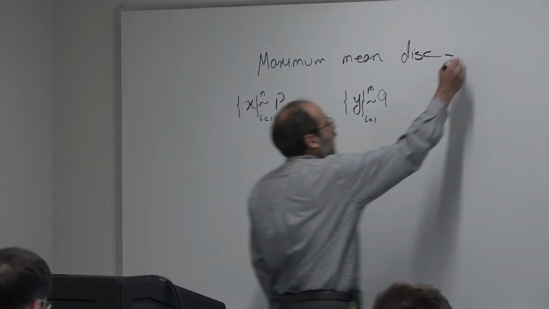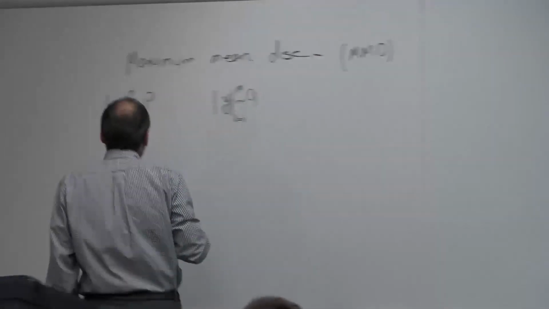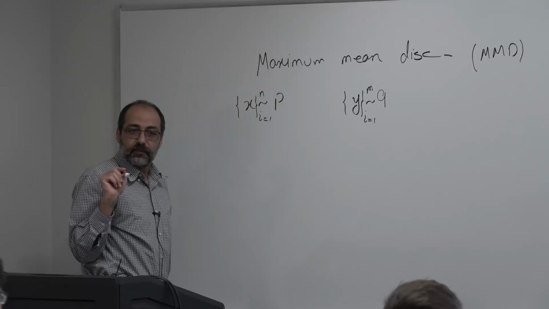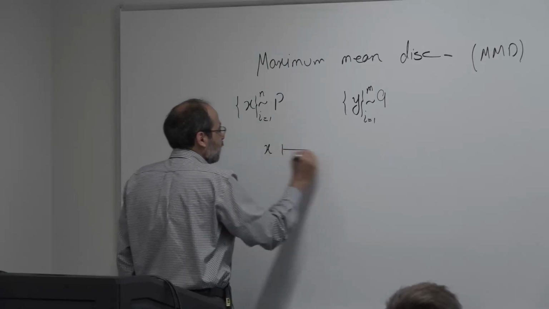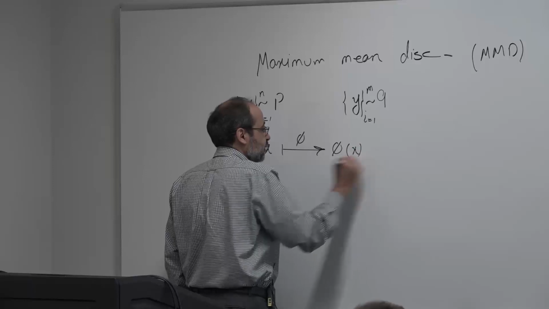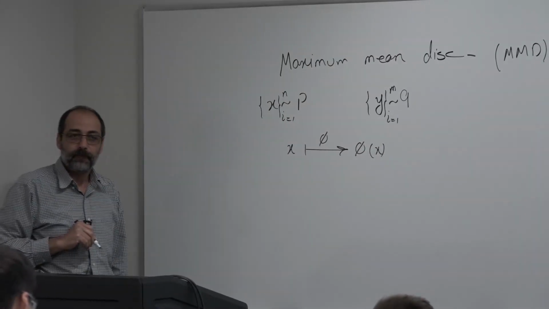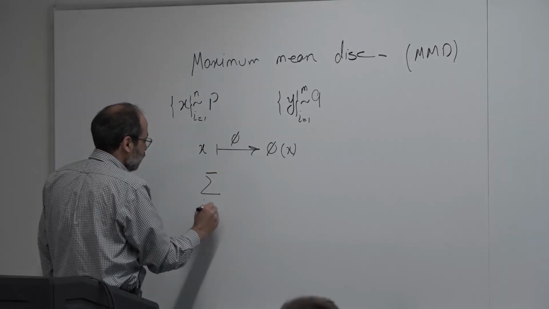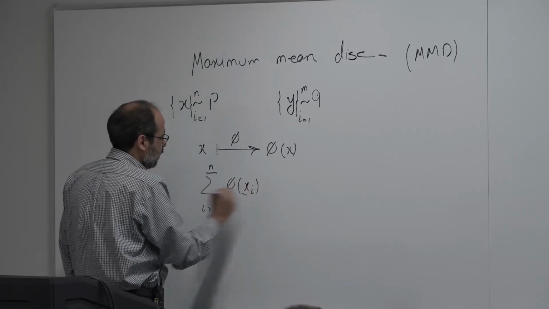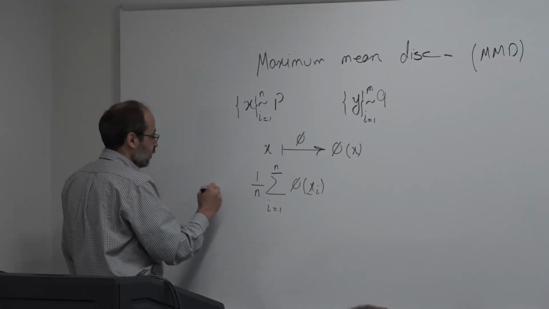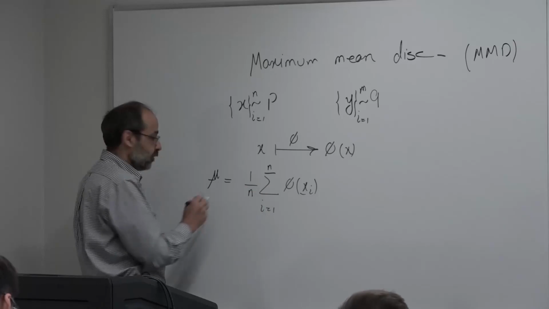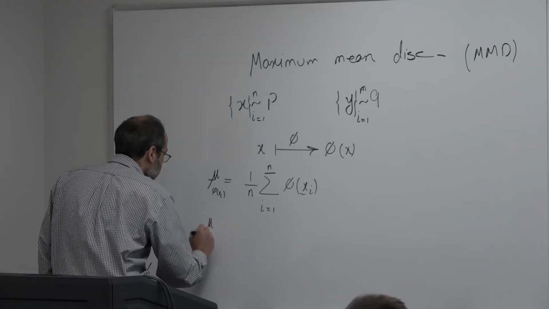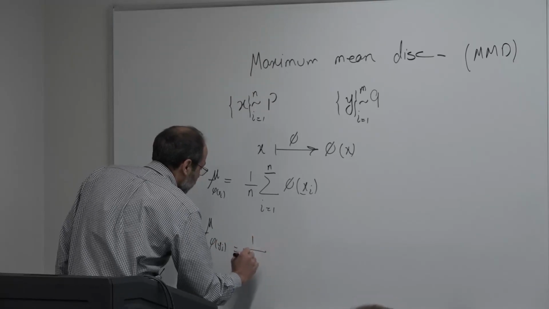Maximum mean discrepancy, or in short MMD, basically suggests that you can map these data through a transformation phi. So take X, apply some transformation phi to it, and you have phi of X. Do this for all of the points. Then take the average of these phi of X's: 1 over N, the sum from i equals 1 to N of phi of x_i. This is the mean of phi of X's. Do the same thing for Y, with 1 over M.